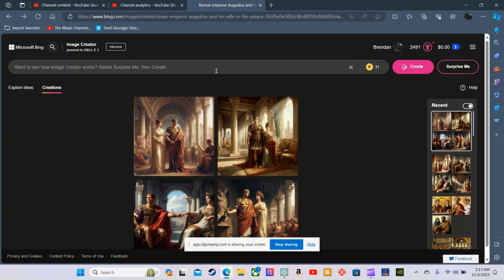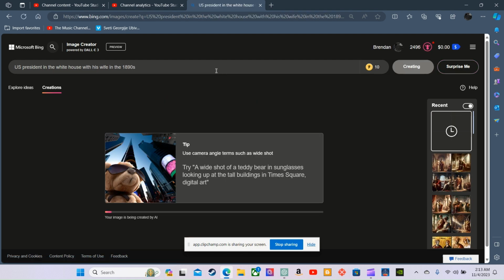So here's what we can do. I'm going to go for a more recent historical period, but I'm going to change things up a little bit. What I'm going to do is U.S. President, the White House with his wife in the 1890s. For this one, we have photographs of Benjamin Harrison, Grover Cleveland, and William McKinley. So we clearly can have better representation here, right?